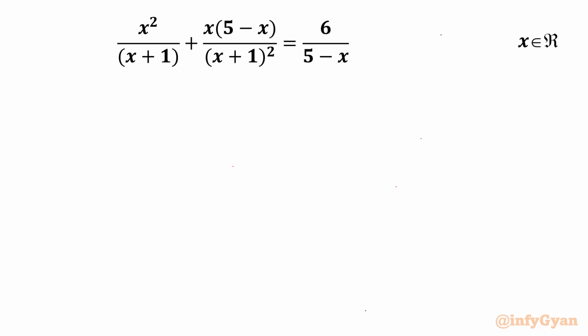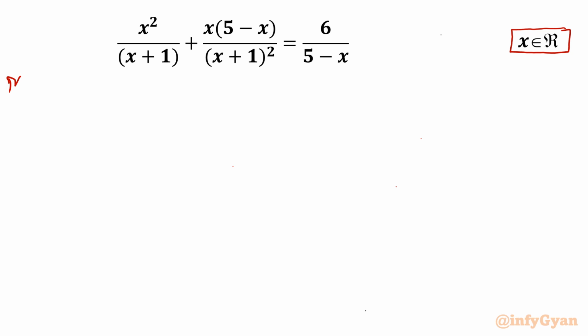In this video, we are going to tackle one very interesting rational equation question. It is x square over x plus 1 plus x times 5 minus x over x plus 1 whole square equal to 6 over 5 minus x. X belongs to real numbers. I will solve this question in two different ways.